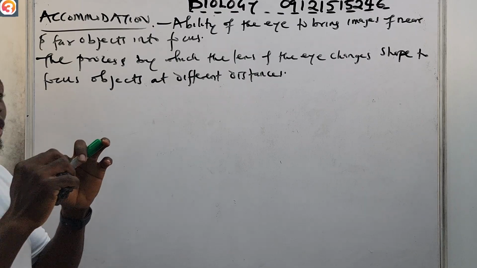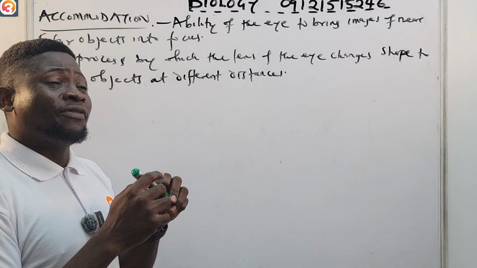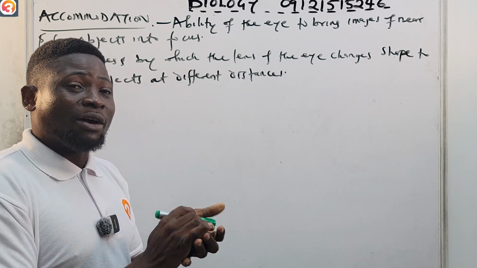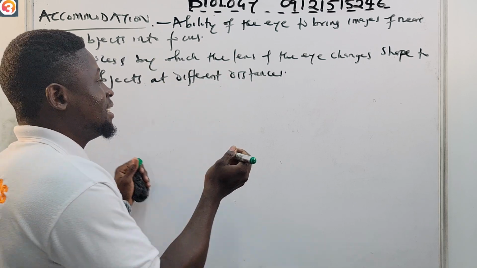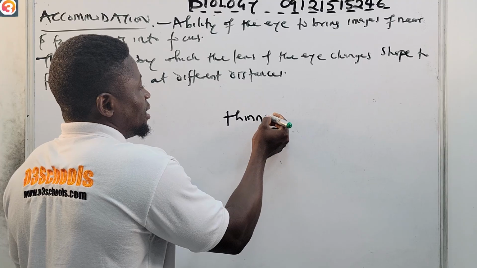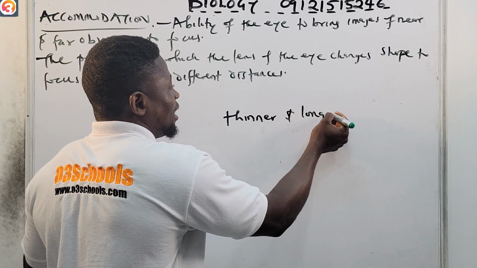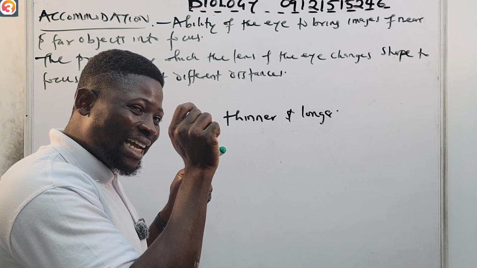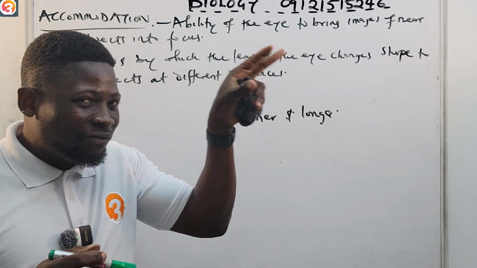The lens of the eye will change shape. Like if I'm viewing a distant object, you see that the lens of the eye will become what? Thinner and longer. Okay, the lens of the eye will become thinner and longer when you are viewing a far object.